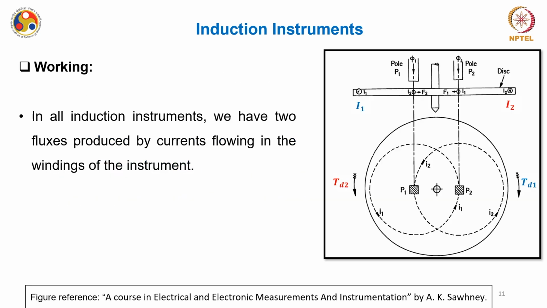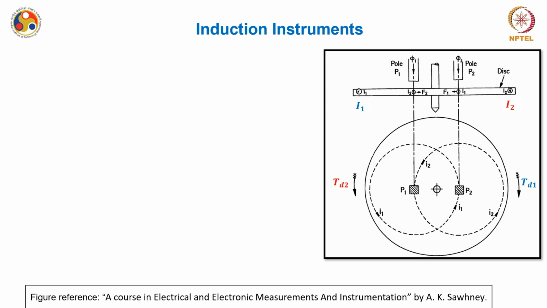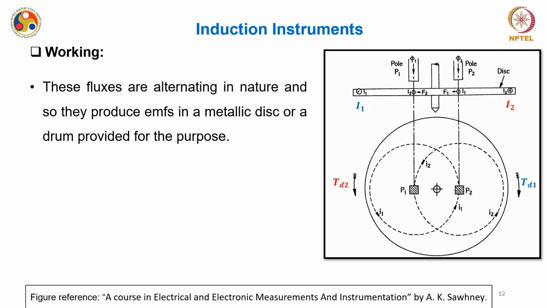So let's try to understand the working principle of this induction instrument. In all induction instruments we have two fluxes, as we have just seen, produced by current flowing in the windings of the instrument, as you can see in the image also. These two alternating fluxes are produced by two different currents. These fluxes are alternating in nature, and they produce EMFs in a metallic disc or a drum provided for the purpose. So usually these instruments will have a metallic disc kind of arrangement, or sometimes a drum kind of arrangement.